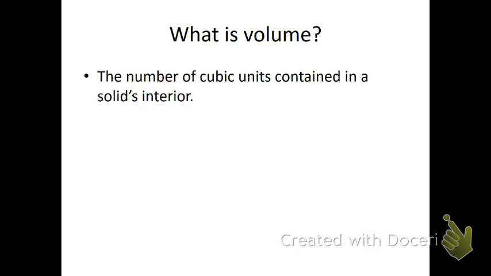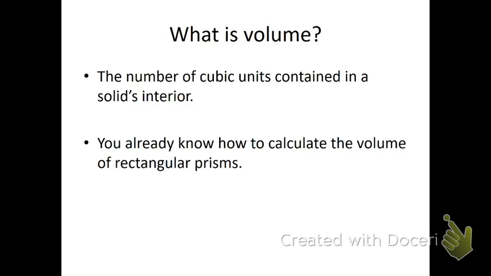It's the number of cubic units contained in the solid's interior. So just like you measure length in units, like inches or centimeters, or surface area are squares that would cover the 3D solid. Volume is how many cubes you could fit in the solid. So you can think of how much water it would take to fill the solid. That's the volume. You already know how to calculate the volume of rectangular prisms, alright? That would be like a box, and you do length times width times height.